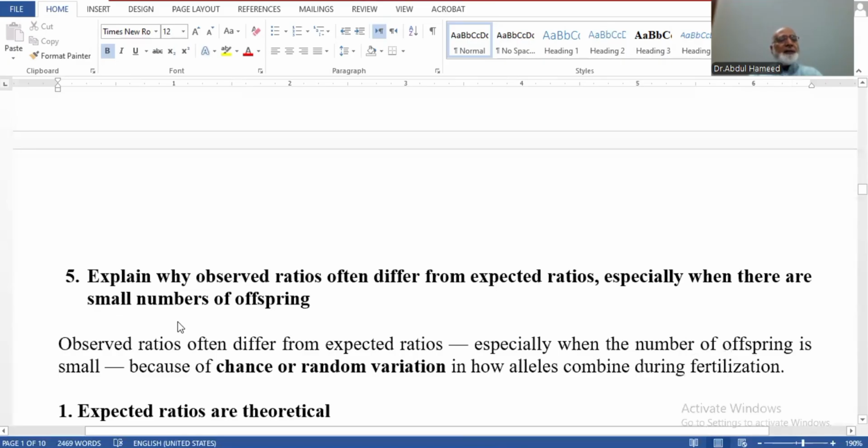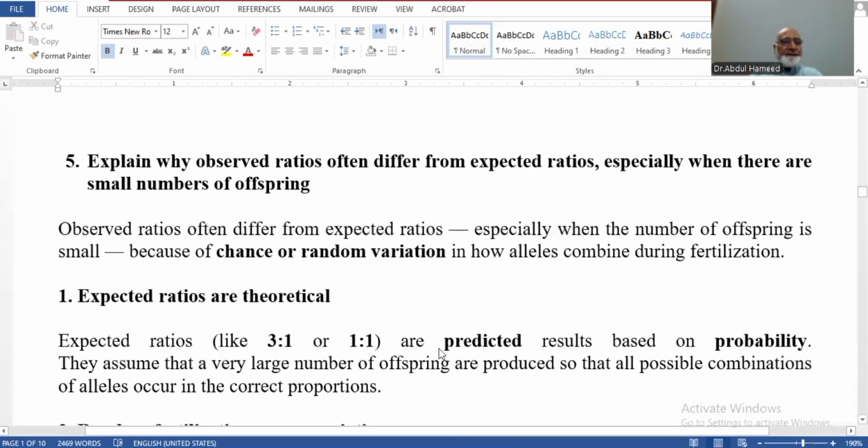Then comes the fifth subtopic: explain why observed ratios often differ from expected ratios, especially when there are small numbers of offspring. Observed ratios often differ from expected ratios, especially when the number of offspring is small, because of chance or random variation in how alleles combine during fertilization.